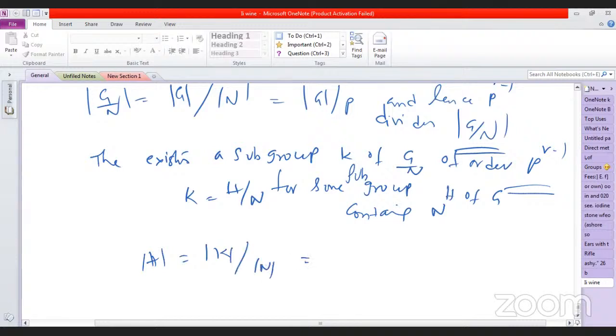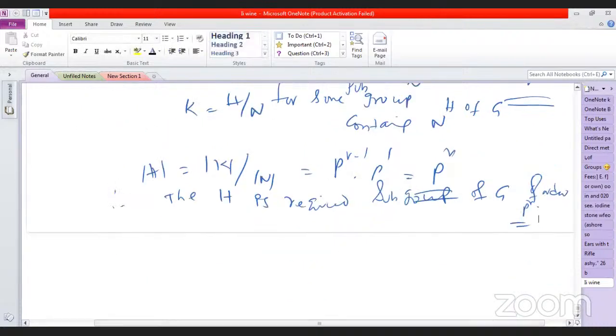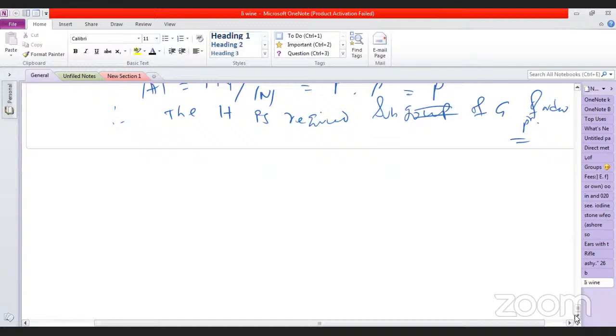That is, P power R minus 1 into P. The exponents R minus 1 plus 1 give P power R. Therefore H is the required subgroup of G of order P power R. Am I correct? Then I am going to the second case.